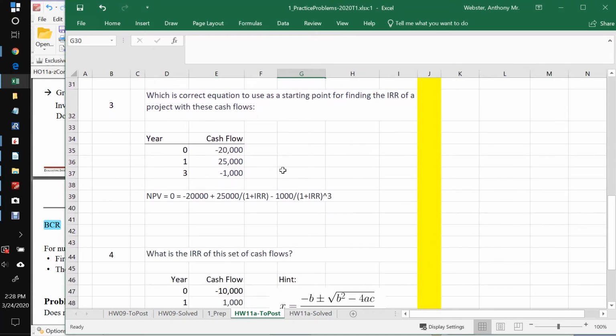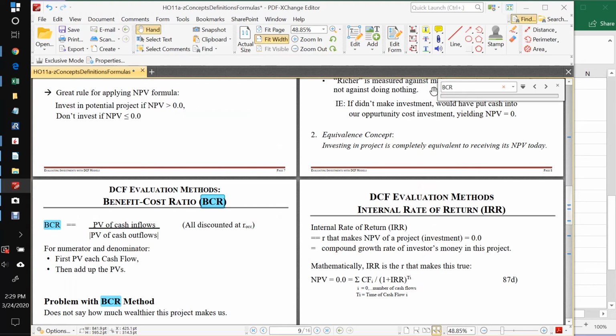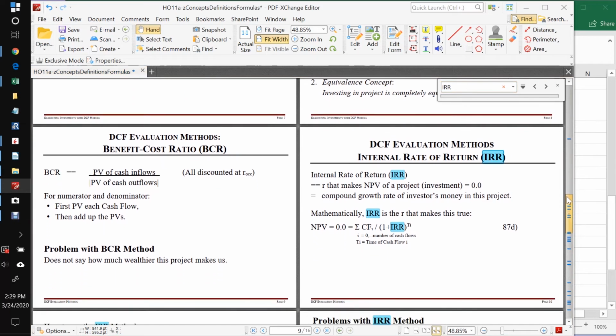What is the correct equation to use as a starting point for finding the IRR of a project with these cash flows? Oops, I didn't want to show you that. So anyway, if you saw that, whatever. The IRR, let's say we've forgotten the IRR also. So let's go to IRR and see if we can find something useful here.